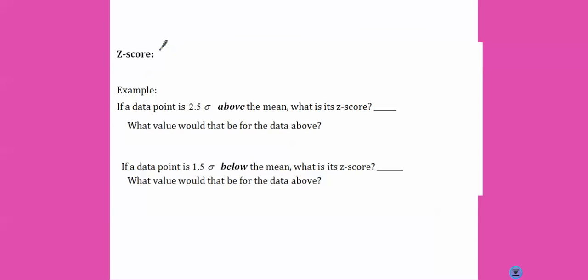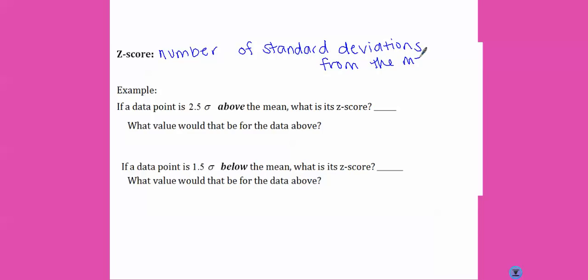So a z-score is the number of standard deviations from the mean. So if it's positive, it's above the mean. If it's negative, it's below the mean. So if a data point is 2.5 standard deviations above the mean, what is the z-score? Well, it would be 2.5. If a data point is 1.5 standard deviations below the mean, since it's below, it'll be negative, but the z-score would be negative 1.5.